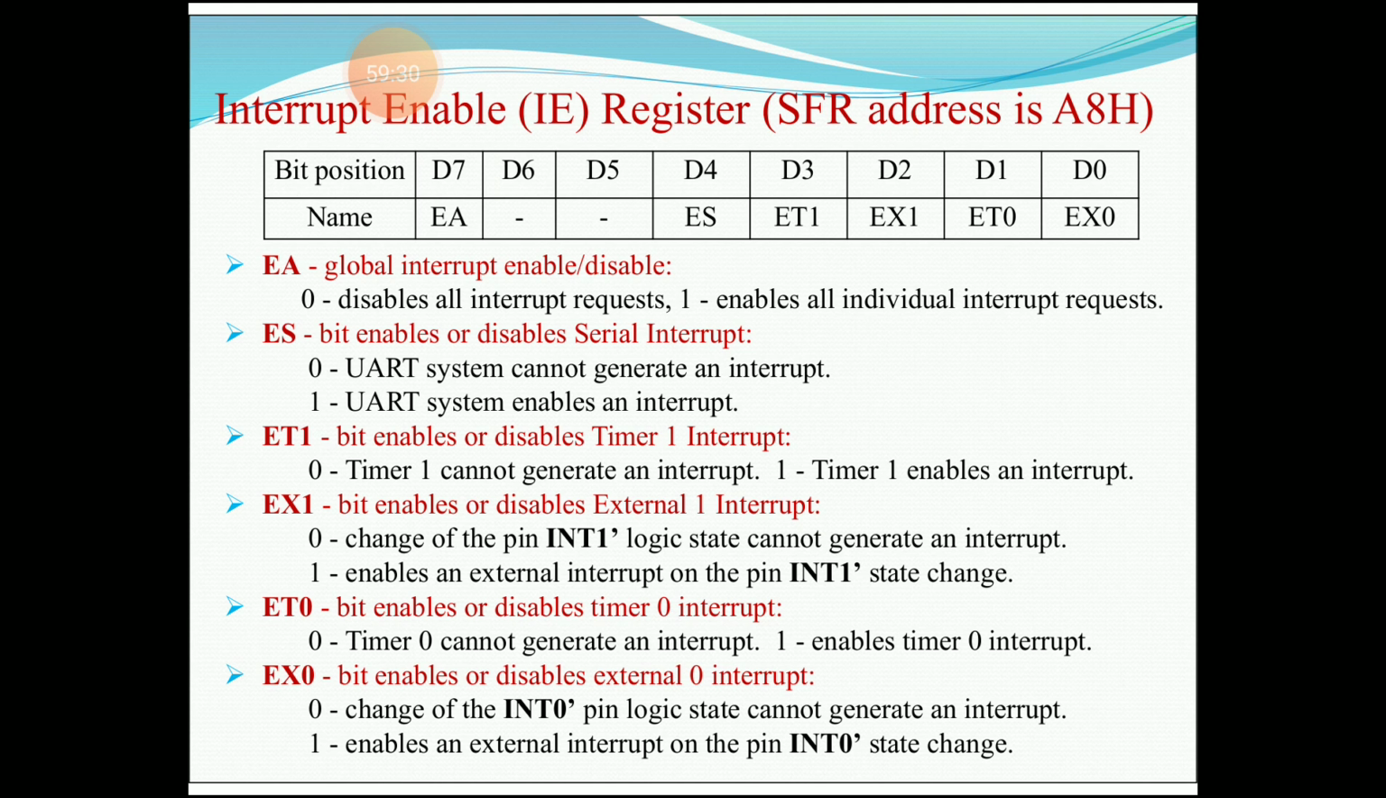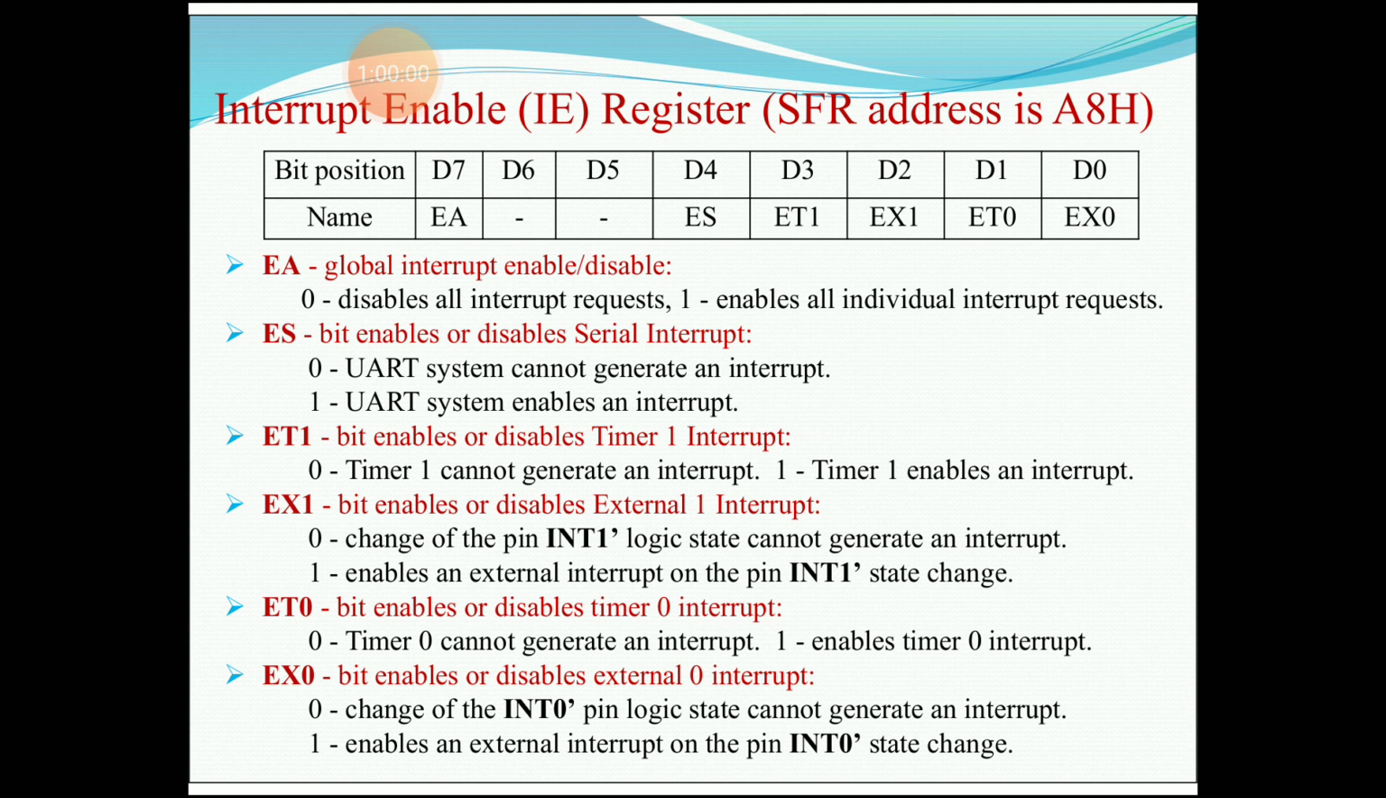From this format, the D7 bit belongs to EA, that is, enable all interrupts. It acts as a global interrupt enable or disable bit. If this bit equals 0, it disables all interrupt requests, and if 1, it enables all individual interrupt requests. So based upon this bit, either 0 or 1, the controller can accept the interrupt or disable the interrupt.